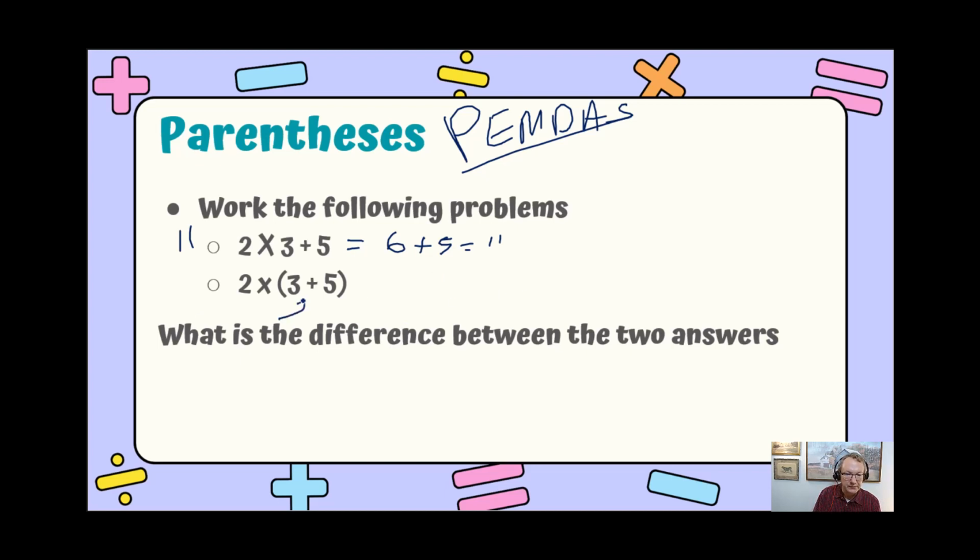The next one, we got parentheses. We're going to do 2 times what's in the parentheses. Well, it's 3 plus 5. So we're going to do 2 times 8. Well, 2 times 8 is 16. That leads us to what is the difference between these two problems?